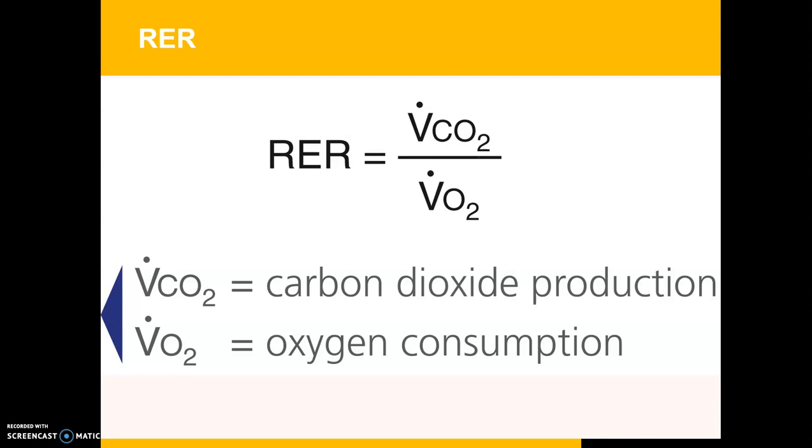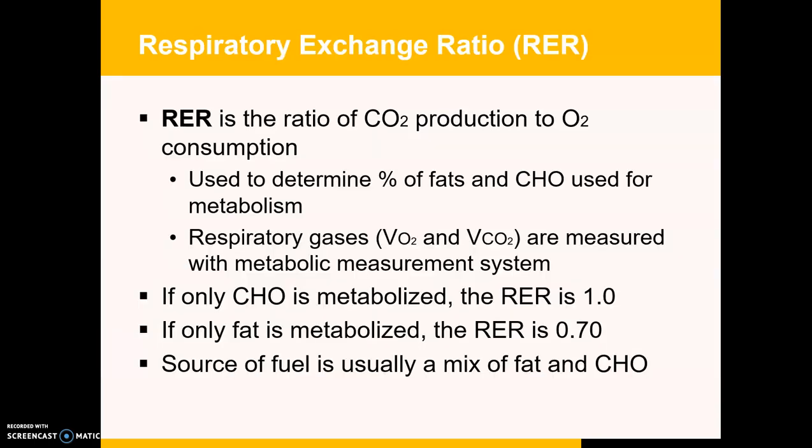This ratio can be determined from VO2 and VCO2 measured from respiratory gases with a metabolic measurement system. This procedure is based upon a tissue level exchange of gases during oxidative phosphorylation that we call the respiratory quotient.